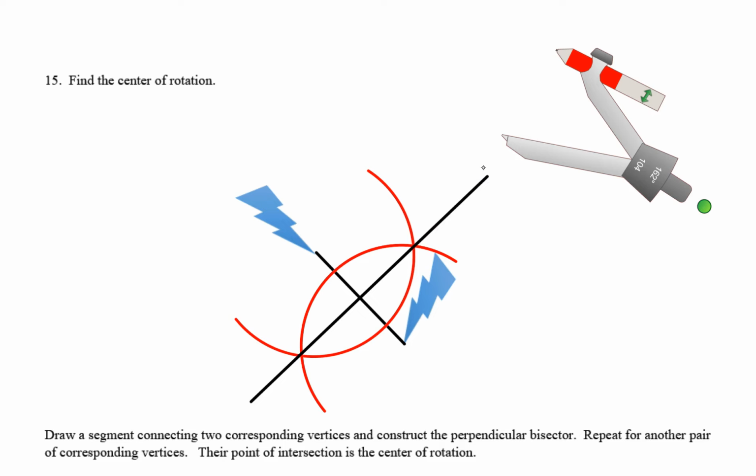Okay, there's one perpendicular bisector. Now we're going to go ahead and do one more. So that means we need to join another set of corresponding vertices. Now notice that this segment that I chose does not look parallel to the first one that I chose. If they look parallel, construction's not really going to work. Okay, perpendicular bisector again. Do this in a different color.